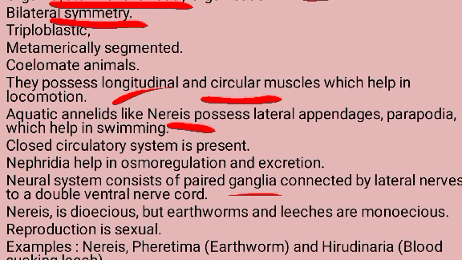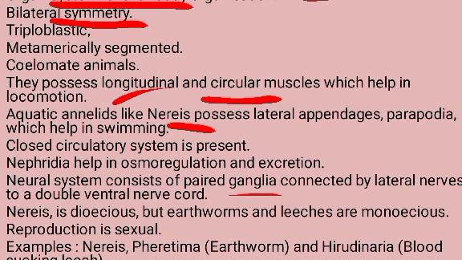So the nervous system consists of paired ganglia, and these ganglia are connected to the double ventral nerve cord. Nerve cord means it is formed of nerve tracts or nerve fibers which run throughout their body on the ventral side. The ganglia are connected to the double ventral nerve cord through the lateral nerves. So that is about their nervous system.